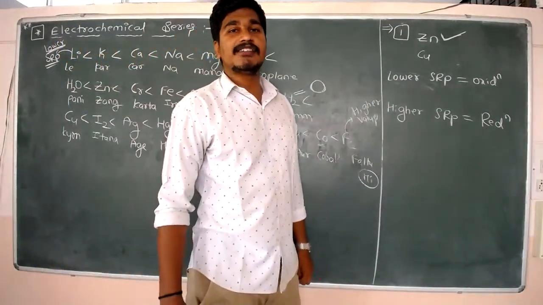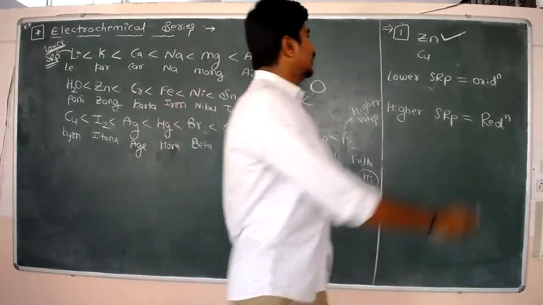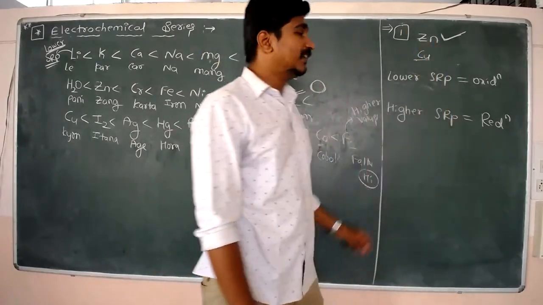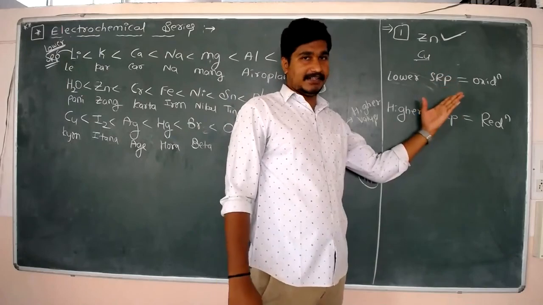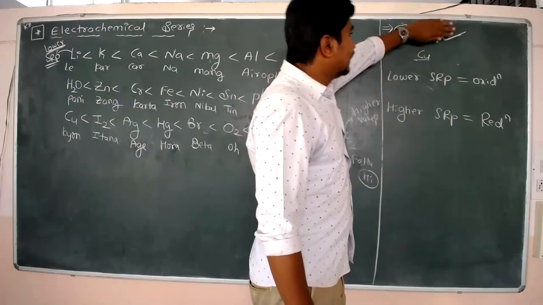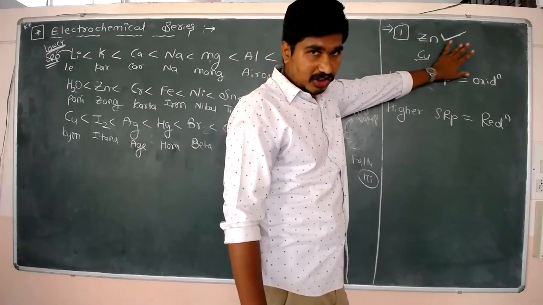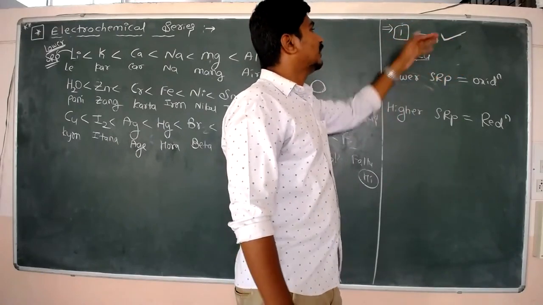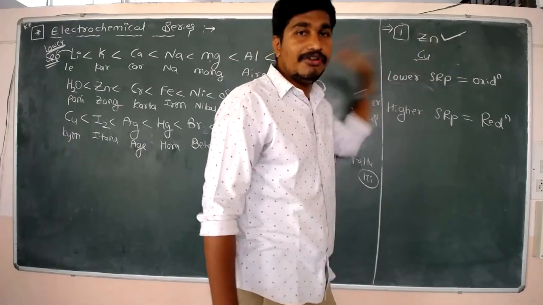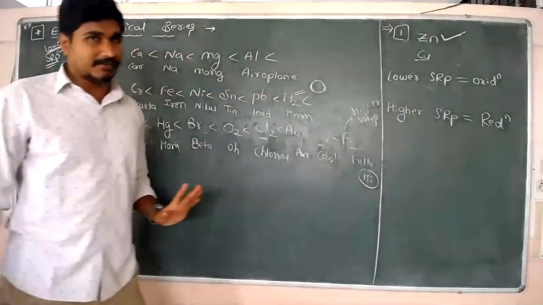If he asks which element undergoes reduction, your answer should be copper, because it is having higher SRP than the zinc. Zinc is having lower SRP than the copper, therefore zinc is undergoing oxidation, whereas copper is having higher SRP than the zinc, therefore copper undergoes reduction. Such type of questions you may be asked.